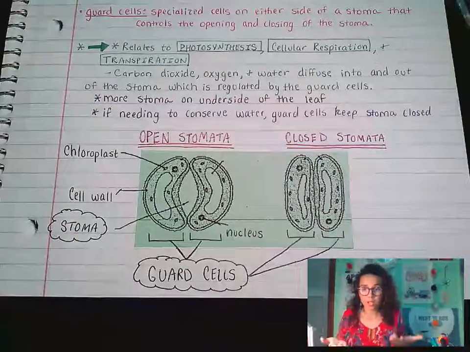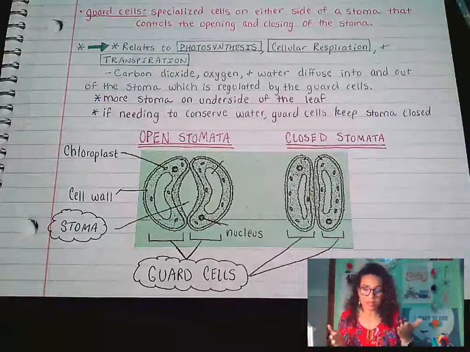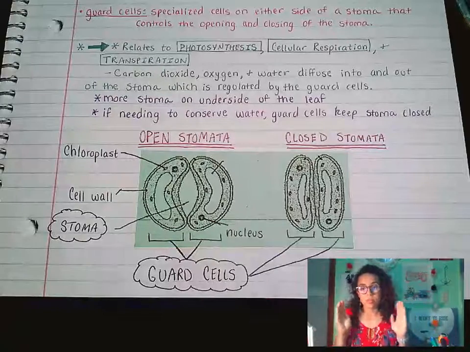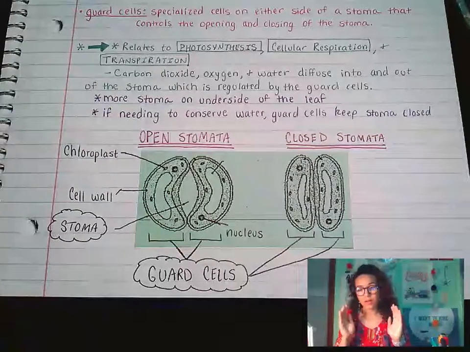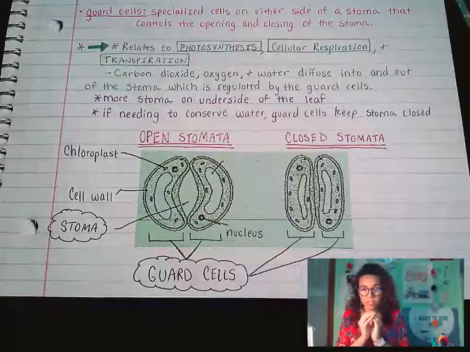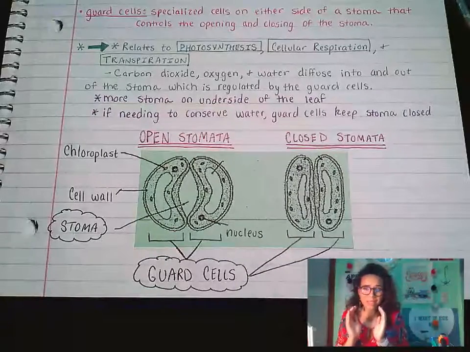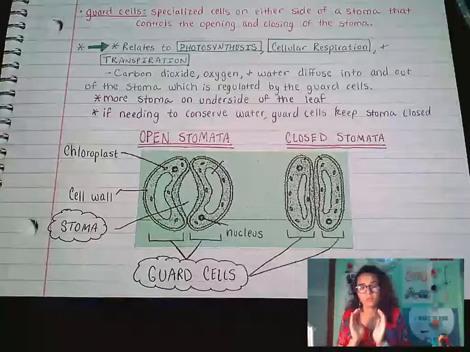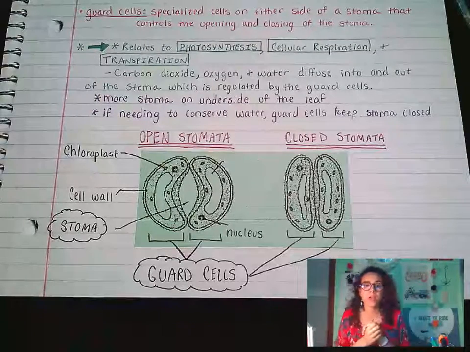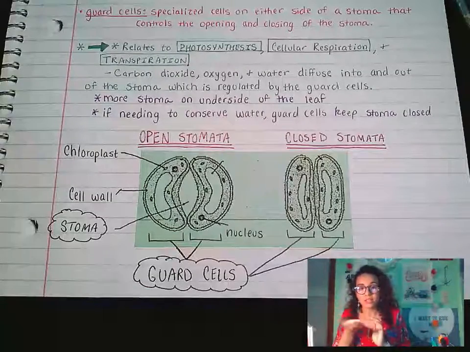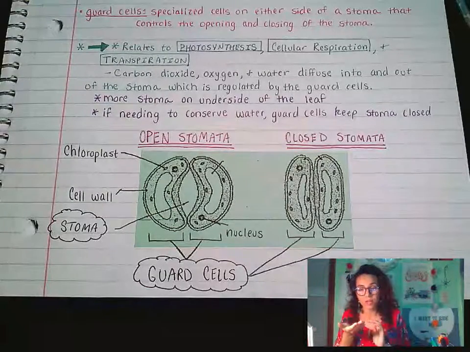So again, I've said it 500 times at this point, not really, more like 10, but guard cells control the stoma, or stomata. They let it know if it's opening or closing, if it is letting CO2 in and oxygen out, same thing with water, for transpiration. More stoma on the underside of the leaf, so think about that.